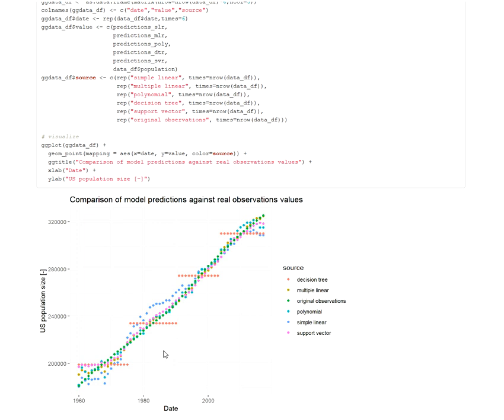And lastly, you have a support vector regression model, which in this case performed better than simple linear regression, but I would not consider it to perform better than the multiple linear regression or the polynomial regression, since it has some systematic bias at the beginning of our time series and also towards the end of our time series.